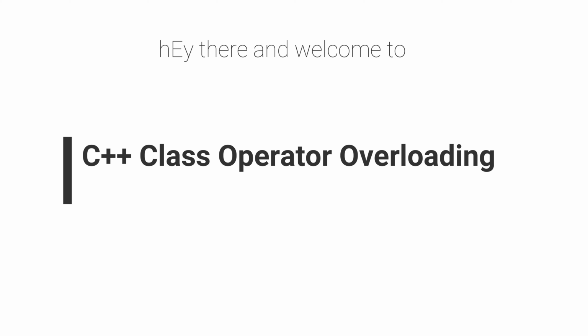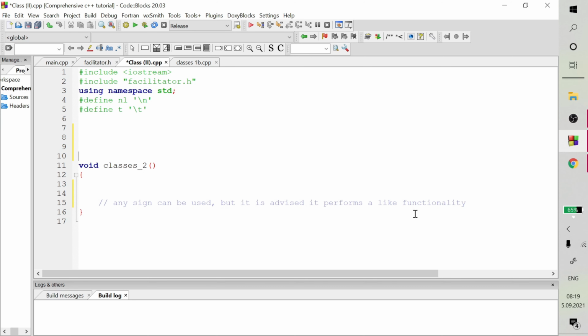So from the C++ website we are done with classes 1. We are on the classes 2 tab, and for that I opened a new file so that we handle those ones separately.